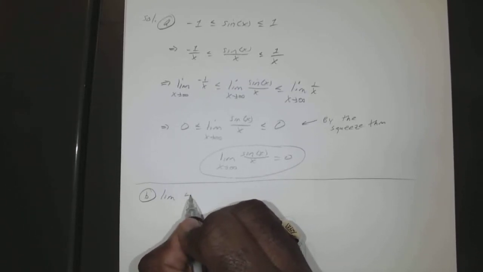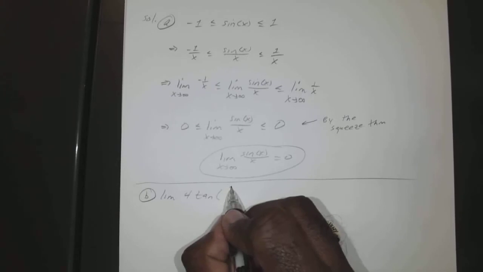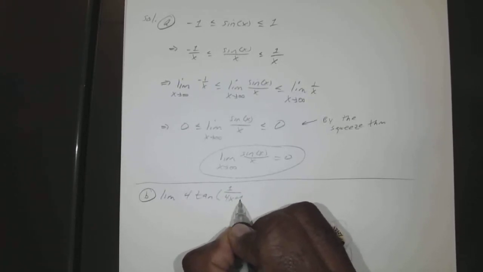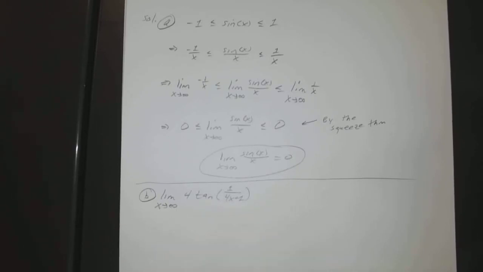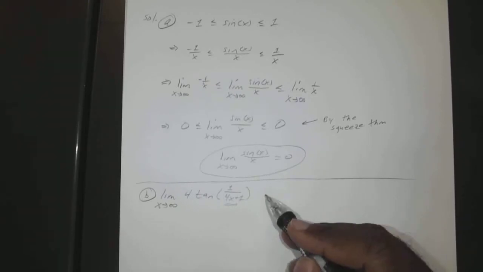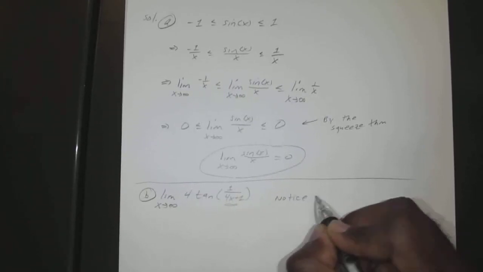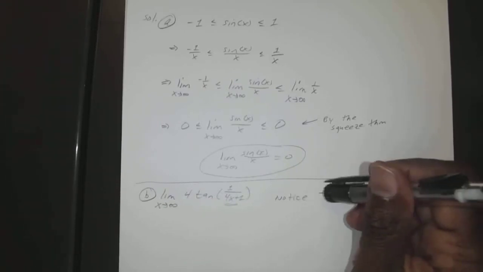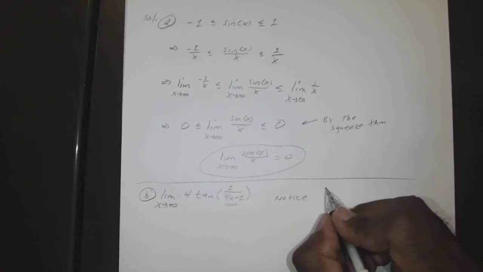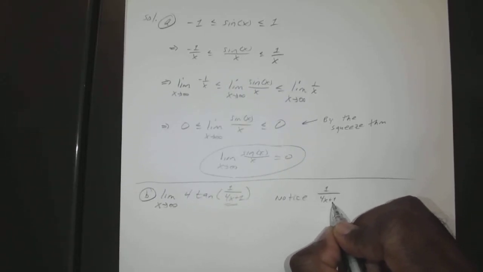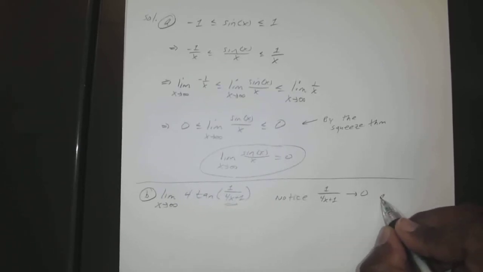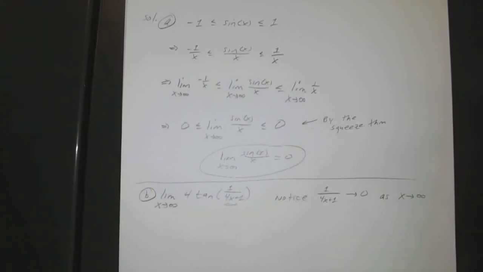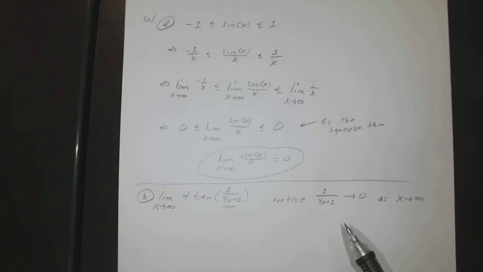Okay, so we have the limit of 4 times tangent of 1 over 4x plus 1 as x approaches infinity. Whenever you have a trig function, the first place you want to look is inside there. Here we're going to notice that 1 over 4x plus 1 approaches 0 as x approaches infinity. As x gets bigger and bigger, that gets closer and closer to 0.